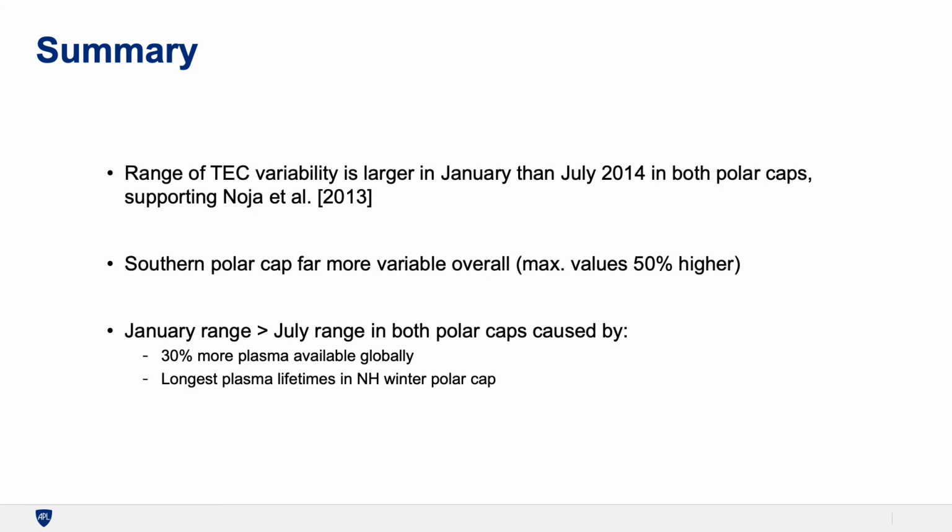In summary, the range of TEC variability is larger in January than in July 2014 in both polar caps, which supports the result of Noya et al. in 2013. The southern polar cap is far more variable overall, with maximum values around 50% higher than they are in the north. The January range is greater than the July range because, number one, there's 30% more plasma available globally, and number two, the plasma lifetimes are the longest of all in the northern hemisphere winter and the shortest of all in the northern hemisphere summer.